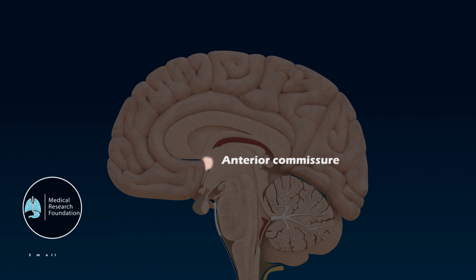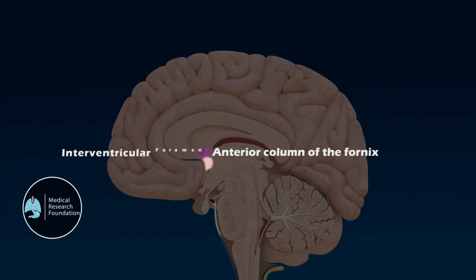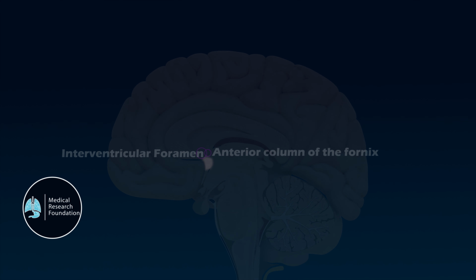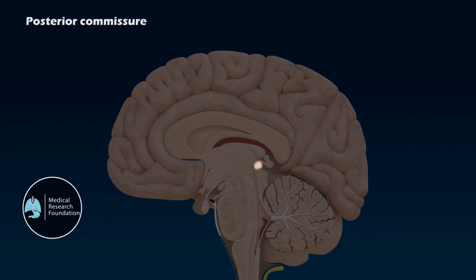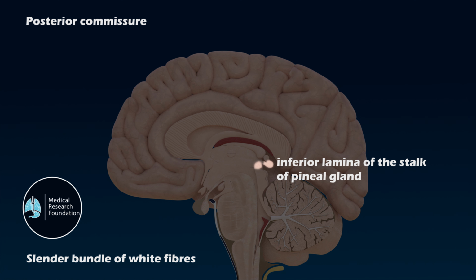Anterior commissure. The anterior commissure is a small, round bundle of white fibers which crosses the midline in the upper part of the lamina terminalis, immediately in front of the anterior column of the fornix and interventricular foramen. Posterior commissure. The posterior commissure is a slender bundle of white fibers which crosses the midline through the inferior lamina of the stalk of pineal gland.